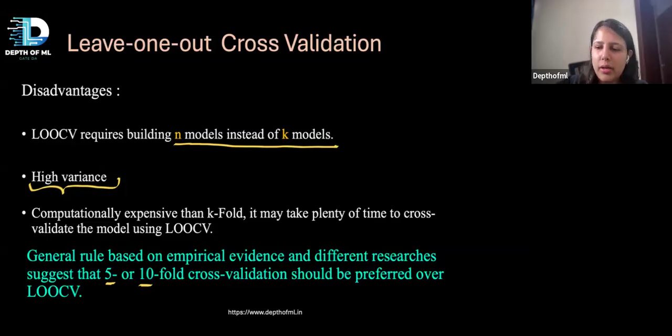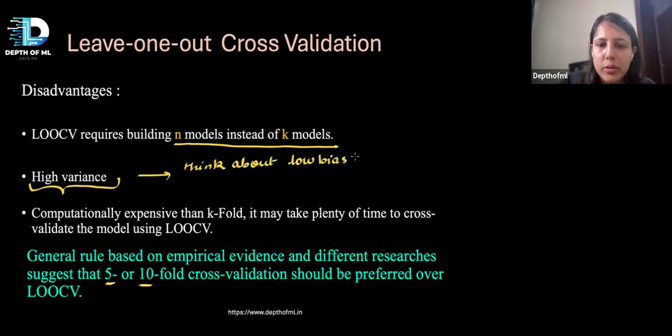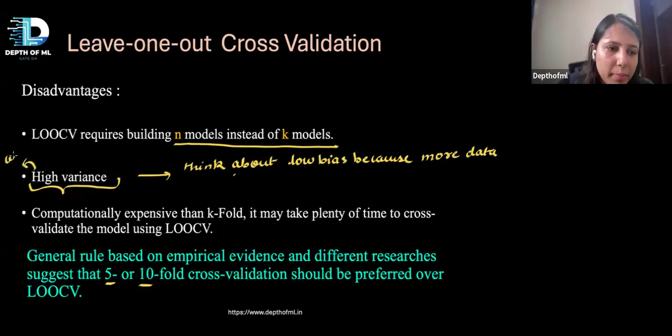Yes, so I look at it differently. Actually, think about low bias, because more data is used. More data, and this is in comparison to K-fold cross validation. Okay, high variance comparison. This is in comparison, if I've already not said it, from K-fold.